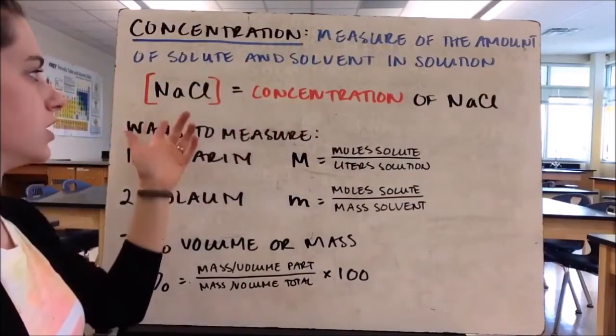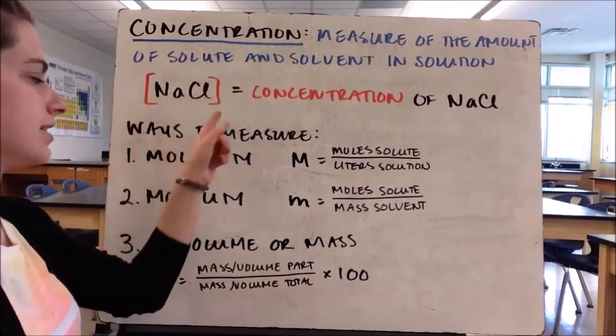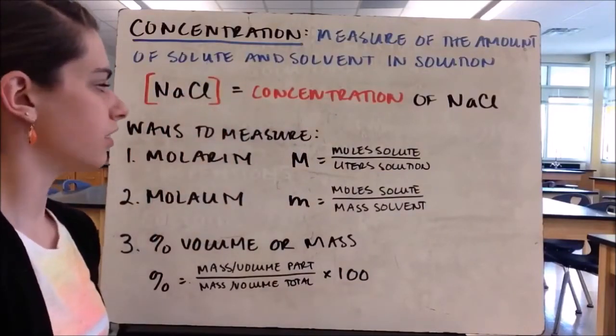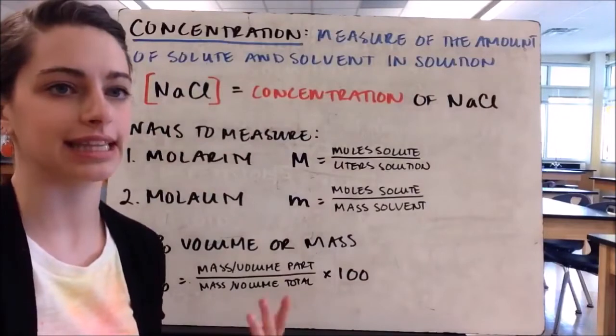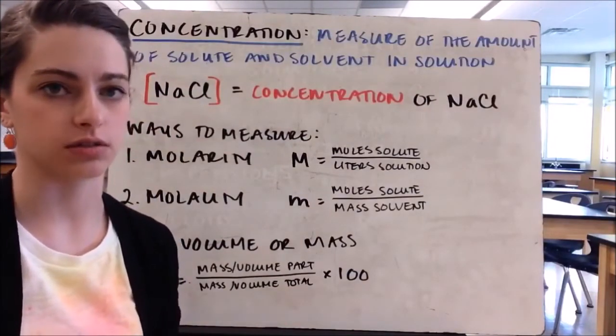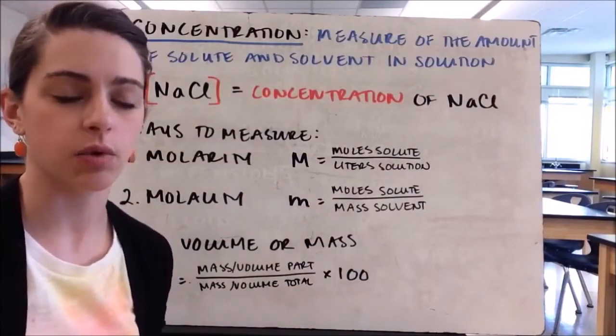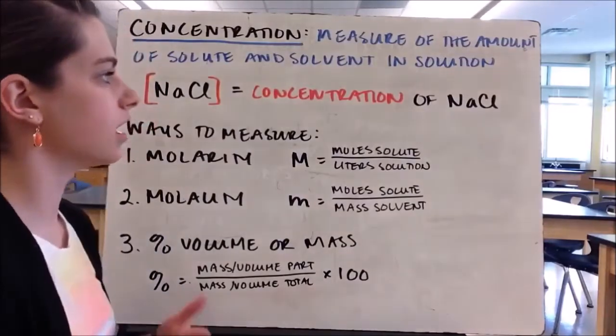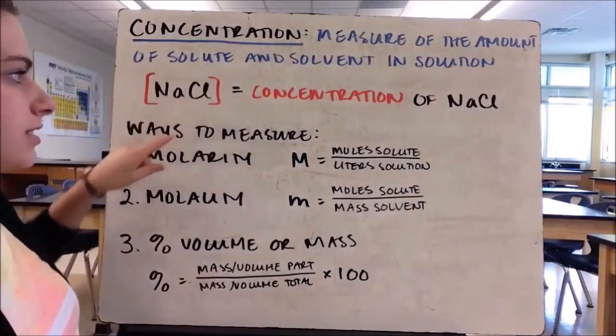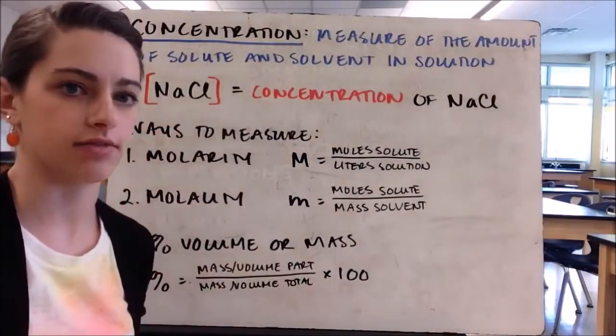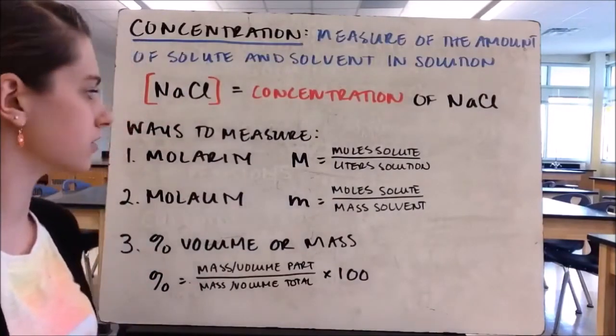Brackets tell you concentration. So if I had brackets and then NaCl equals 4 M, that would tell me that the concentration of my sodium chloride solution is 4 molar. And we'll come back to that a little bit later. But if you put brackets around something, that's telling you the concentration of that, at least for the molar concentration.